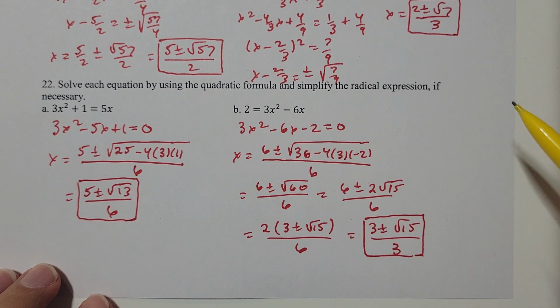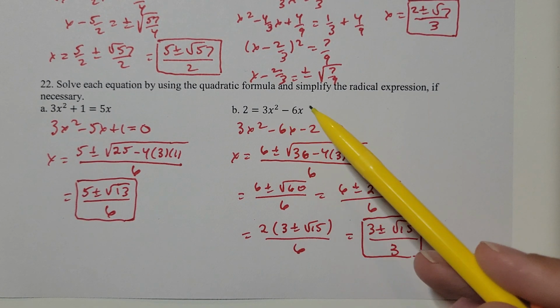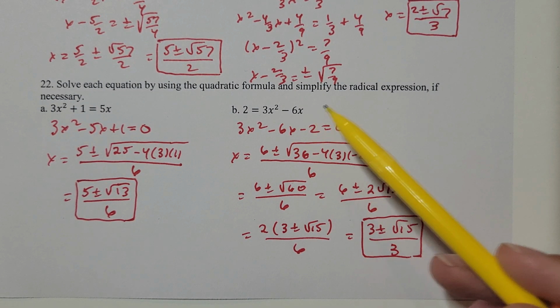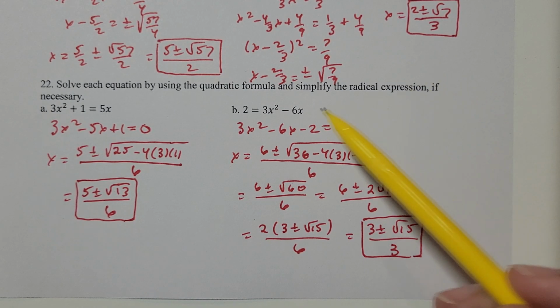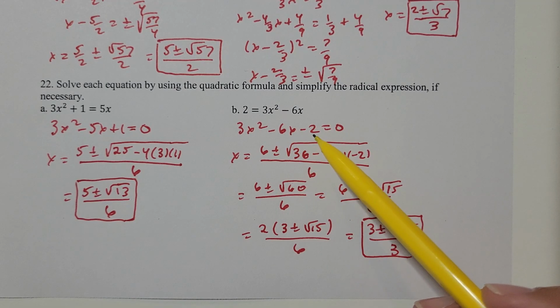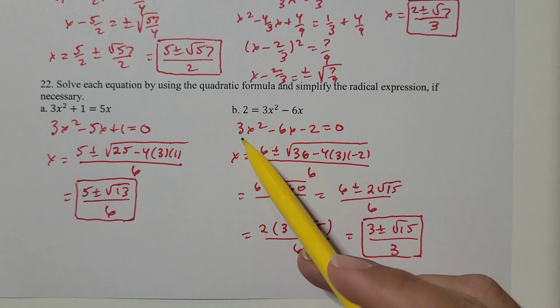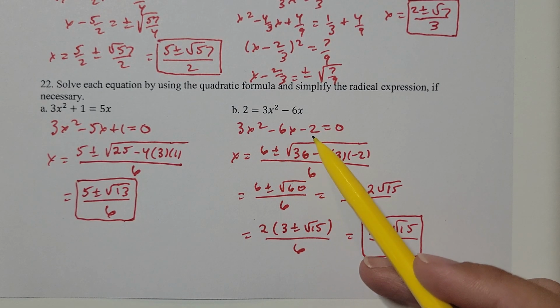Part B, so let's see. I need to get all the terms on one side before I identify A, B, and C. So let's go ahead and subtract 2 from both sides. I got 3x squared minus 6x minus 2 equals 0. So A is 3, B is negative 6, and C is negative 2.